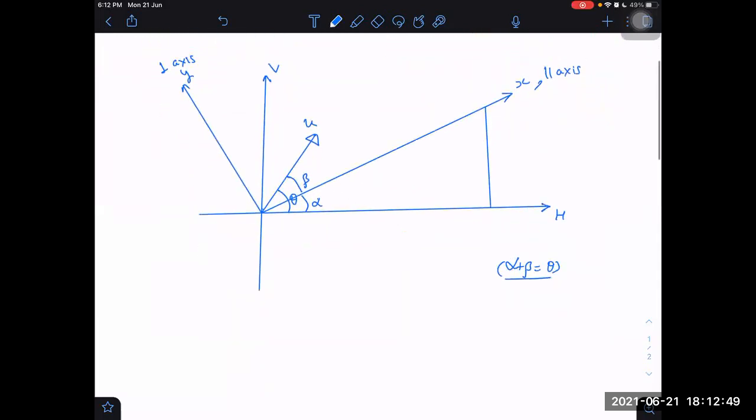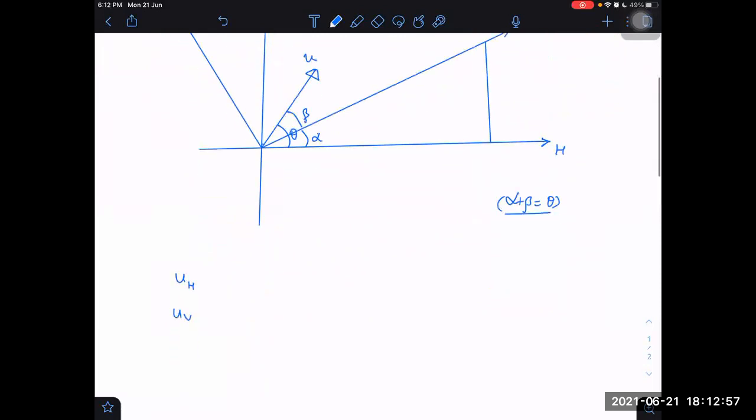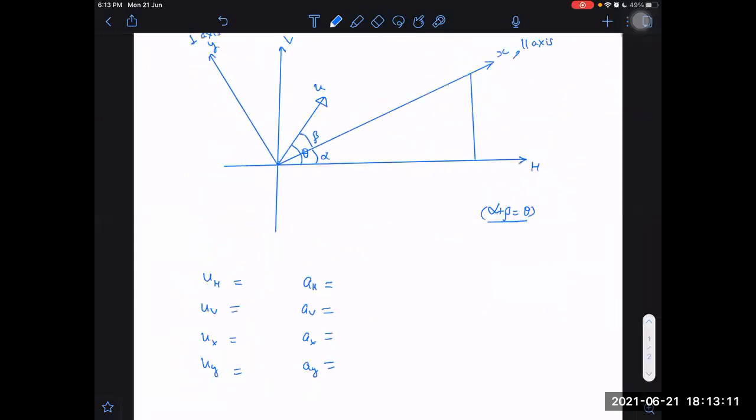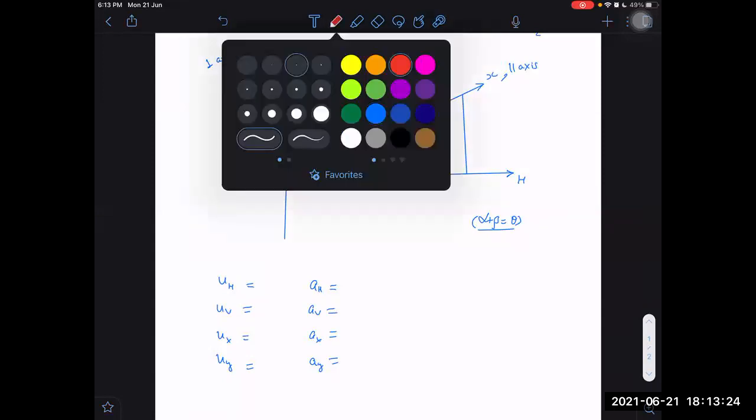So what is my question now? When we want to solve a problem, we should be very familiar with U horizontal, U vertical, U x-axis, U y-axis, A horizontal, A vertical, A x-axis, A y-axis. Can you do it very fast and tell me quickly what will be the value of the horizontal component of U? Very good. I hope everybody understands that, not only just a few members.